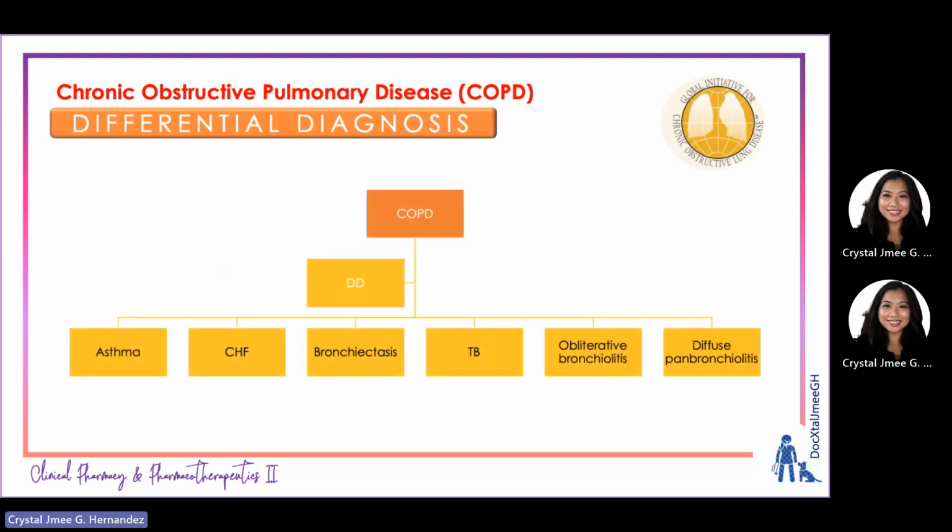So moving forward, these are the different differential diagnoses to consider for COPD. So we have asthma, congestive heart failure rather, bronchiectasis, tuberculosis, obliterative bronchiolitis, and diffuse panbronchiolitis. So there are suggestive features in order to separate this differential diagnosis.